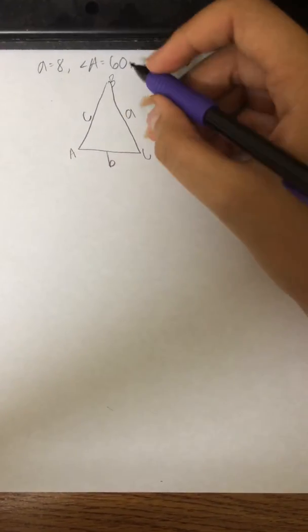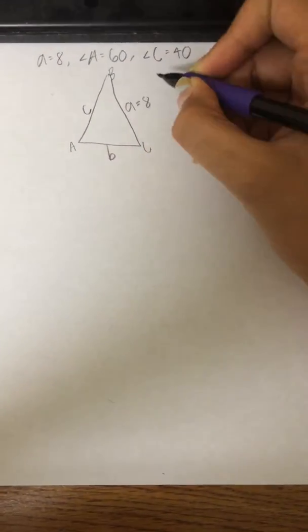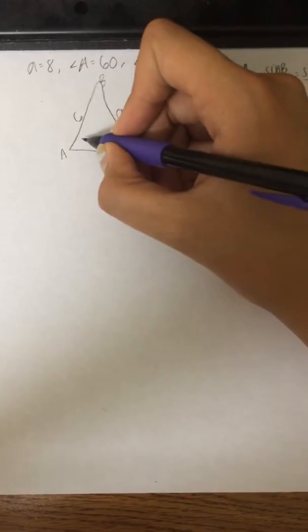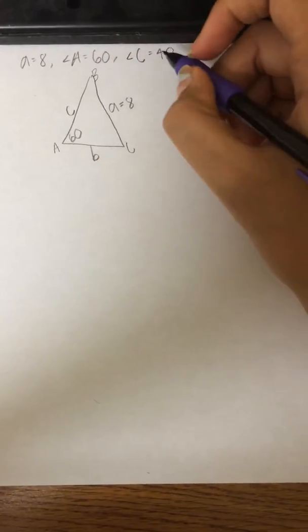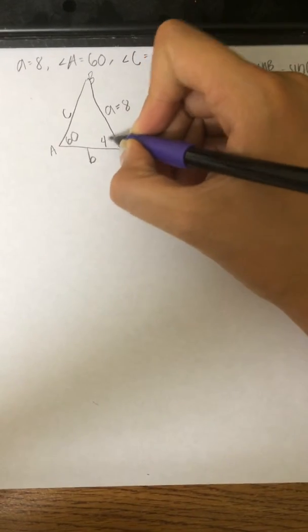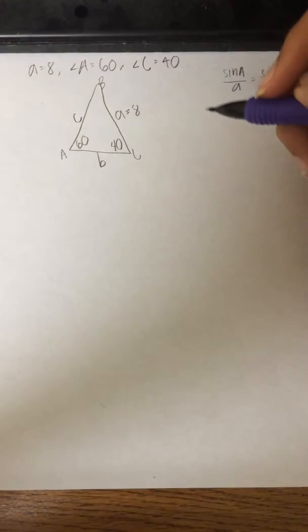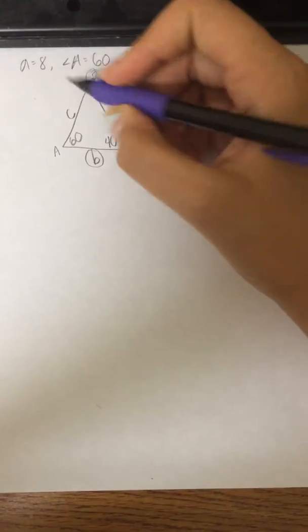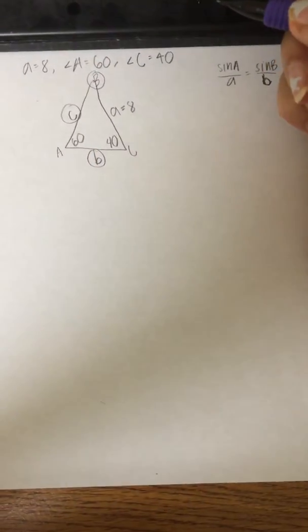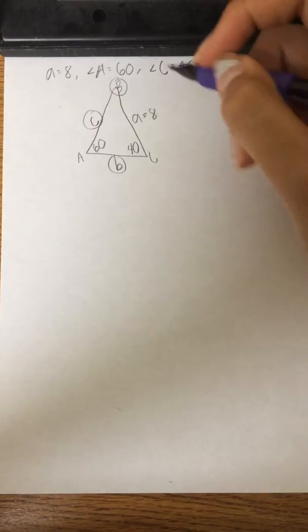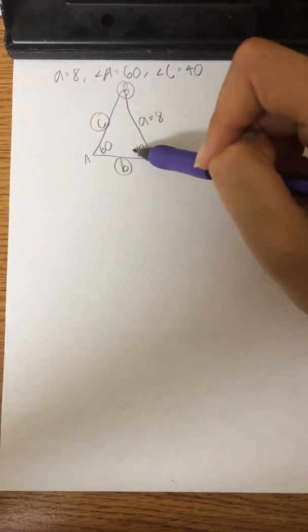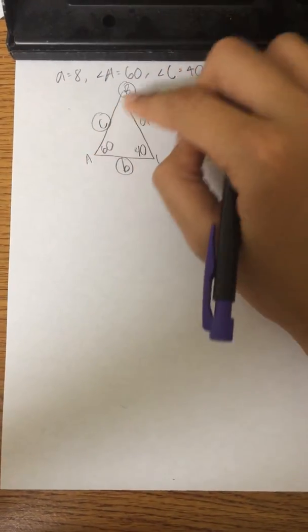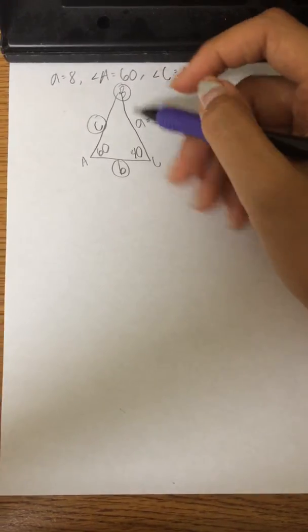Now, this example already gives us some values, so we plug them into the triangle. Side A equals 8, angle A is 60, and angle C is 40. Our missing values are angle B, side B, and side C. What I always look at first is whether it gives me two angles already, so I can find my third angle, which in this case it does.